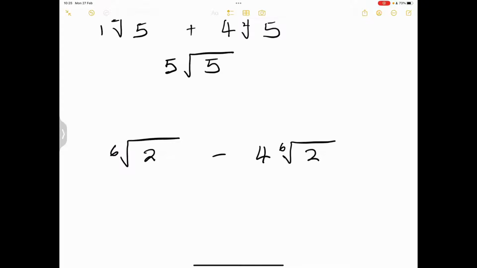So if I've got the 6th root, now remember, there is an invisible 1 here. So this would be 1 the 6th root of 2, minus 4 the 6th root of 2. Now in this case, all I'm simply going to do is say 1 subtract 4, that would give me negative 3 the 6th root of 2. So that is how it works in terms of roots.